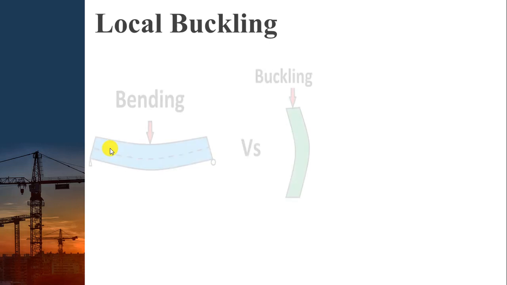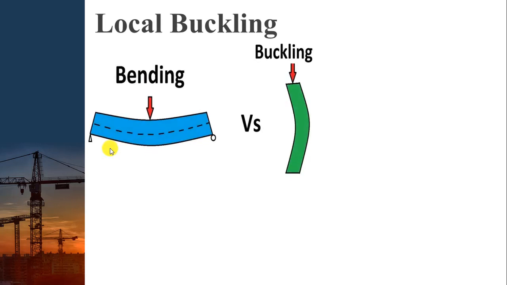The first one is local buckling. While studying local buckling, first let us know the difference between bending and buckling. So what exactly is bending and what exactly is buckling? Normally we use the term bending in case of a beam and buckling in case of a column. Why is this difference there?